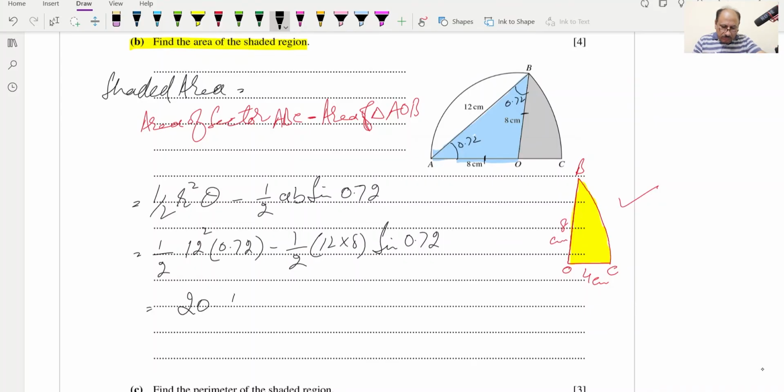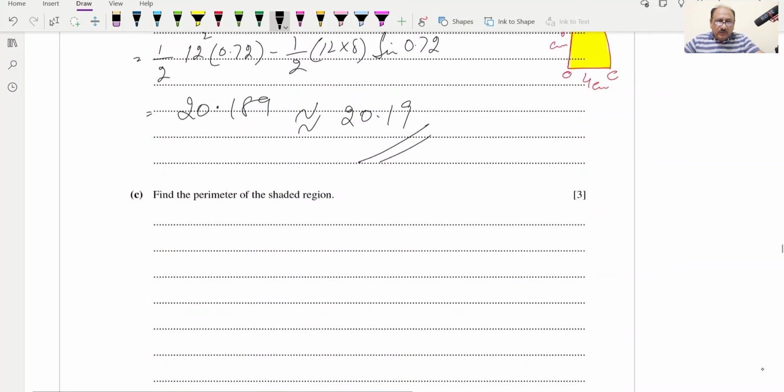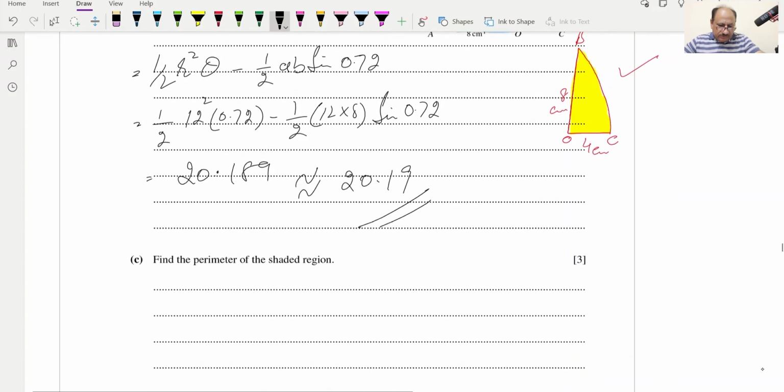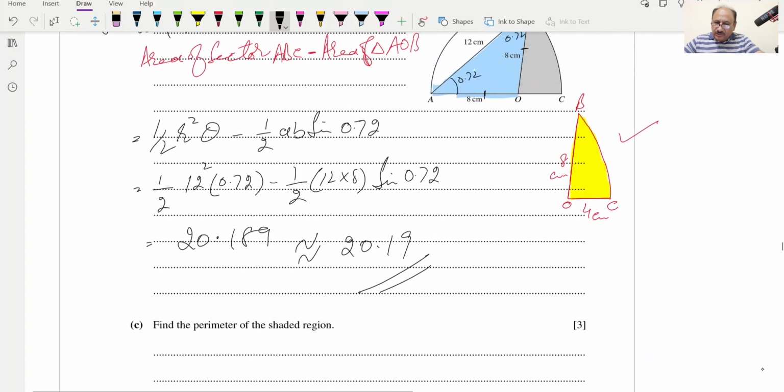So 20.189, approximately equal to, and as a rounded answer we can provide 20.19, and this will be the final answer for this. Hopefully you understood this. Now they are saying find the perimeter of the shaded region.